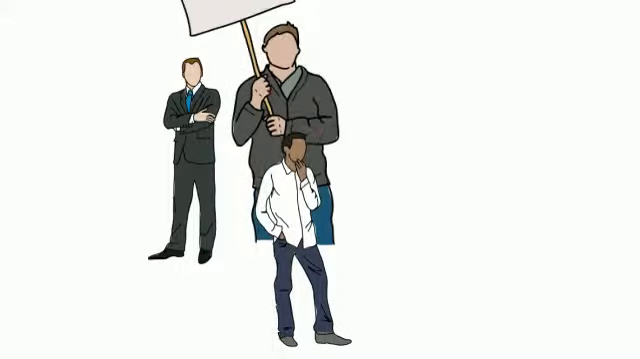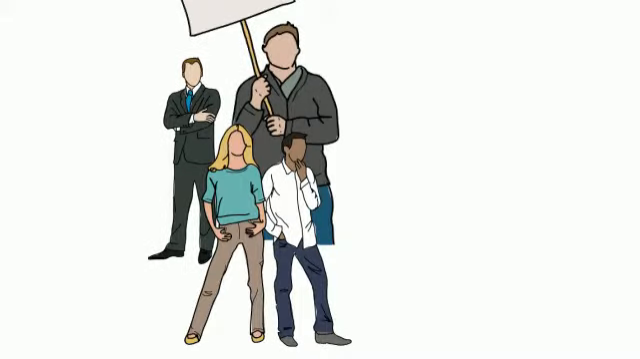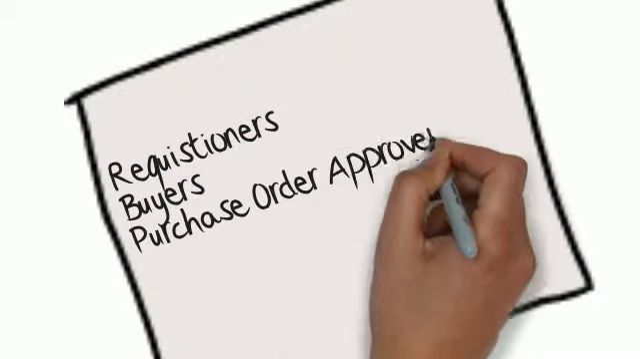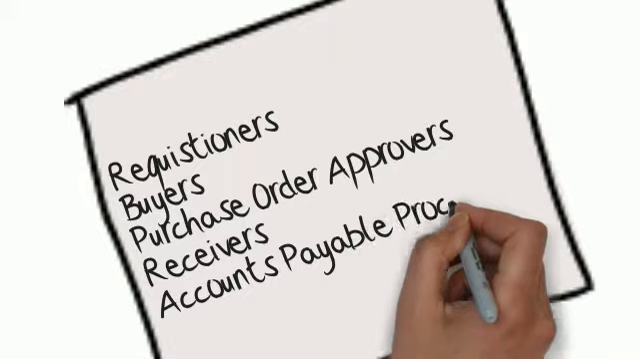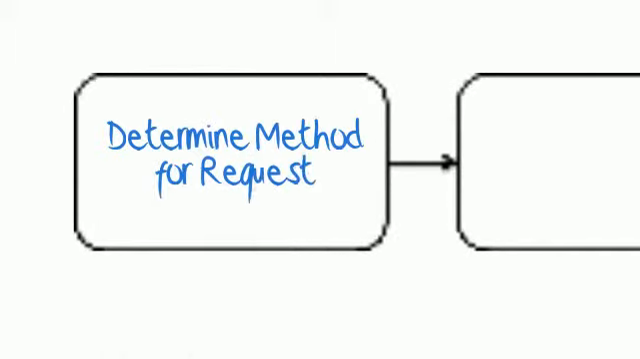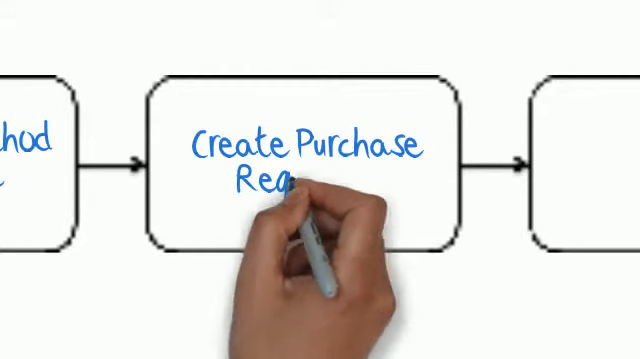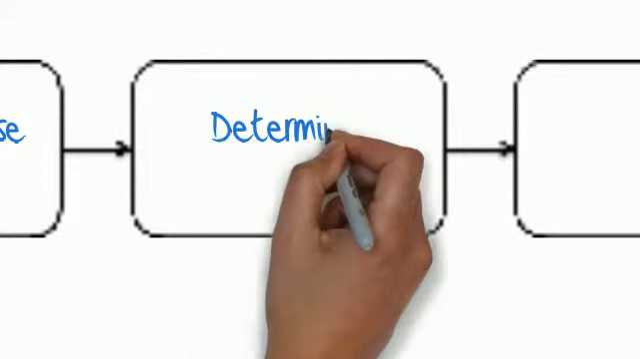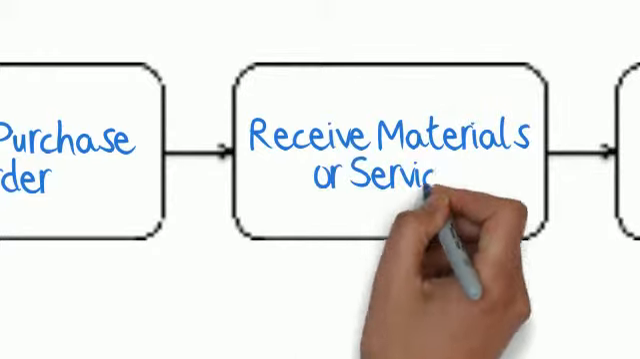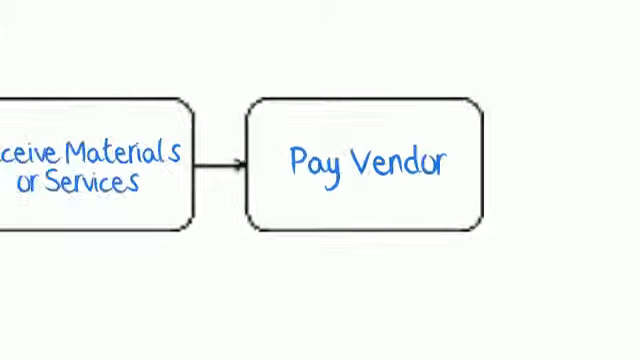The P2P process at TransCanada involves 5 roles: requisitioners, buyers, purchase order approvers, receivers, and accounts payable processors. The overall procure-to-pay process involves determining how the material or service is going to be requested, creating a purchase requisition, determining the source of supply, creating a purchase order, receiving the materials or services, and paying the vendor.